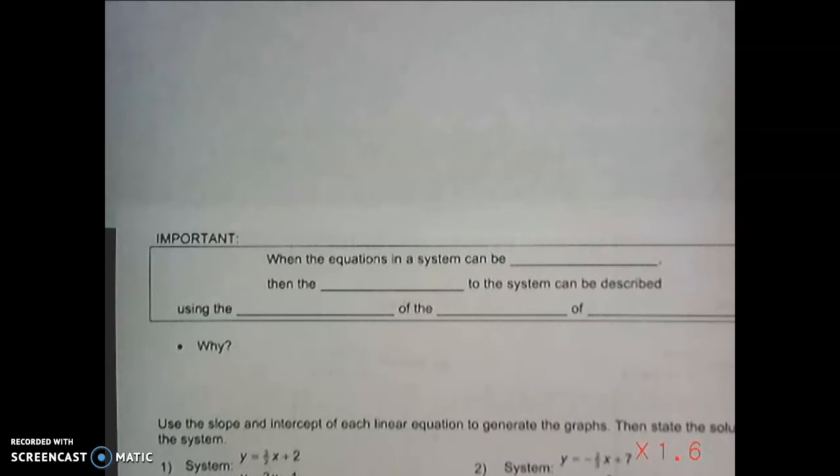So here's something that we need to consider, and this applies to graphing 2x2 systems. Now, 2x2 systems, 2 variables, 2 equations. When the equations in a system can be graphed, then the solution to the system can be described using the coordinates of the point of intersection. Now I know that was a lot, so I'm going to fill it in.